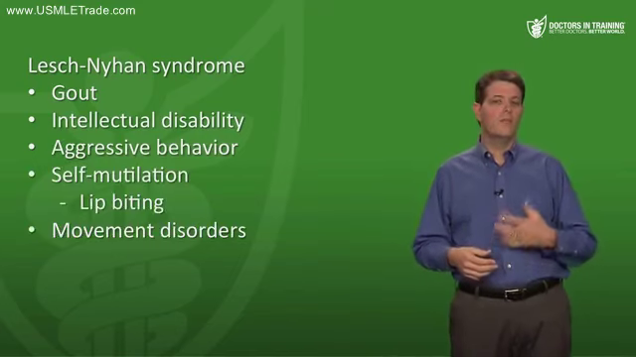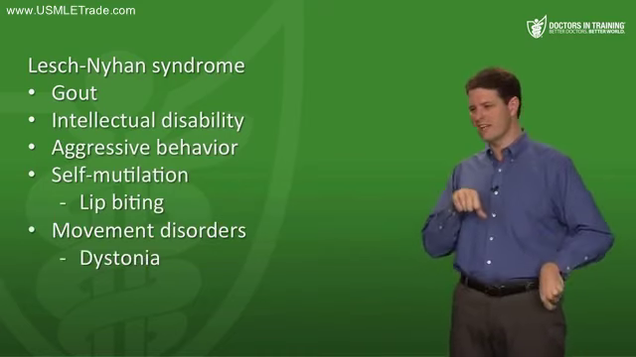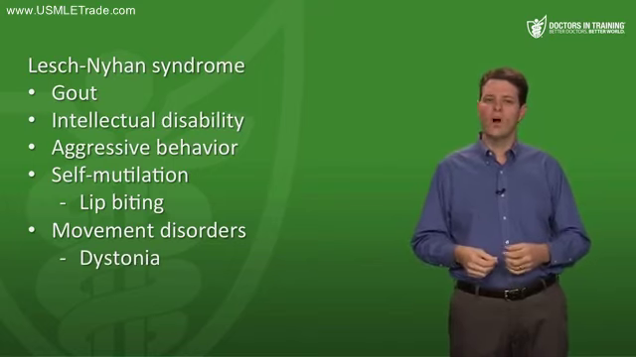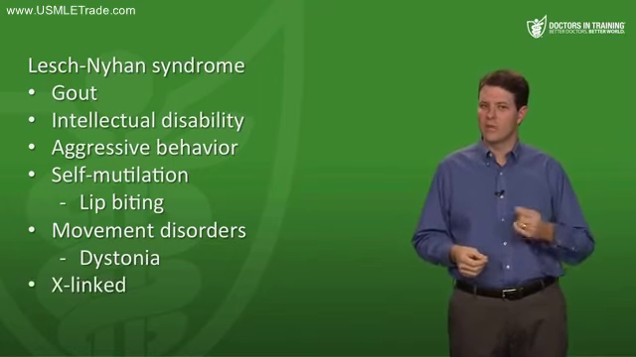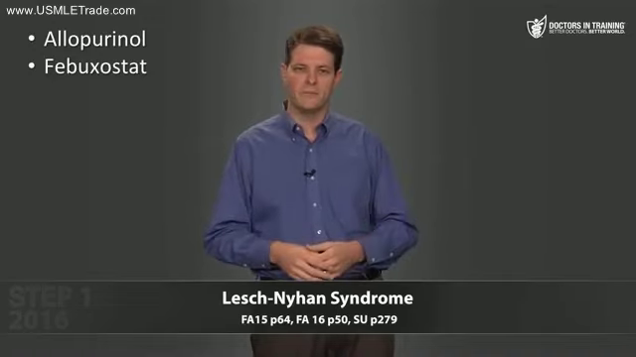You can also see movement disorders with Lesch-Nyhan, especially dystonia, which is muscle contractions that kind of contort the trunk or contort the limbs. And then Lesch-Nyhan is also an X-linked disorder, so it's mainly going to be seen in boys. Then how do we treat Lesch-Nyhan syndrome? Well, you can't do anything about a lot of these manifestations, but we can treat the gout and the hyperuricemia by either giving allopurinol or febuxostat, again, to block the formation of uric acid.